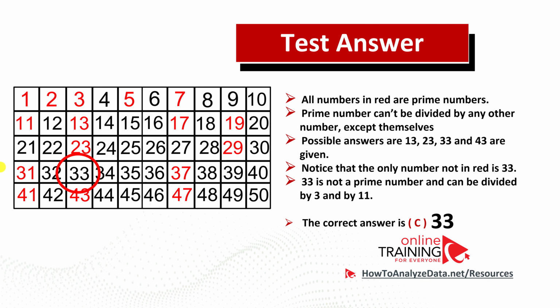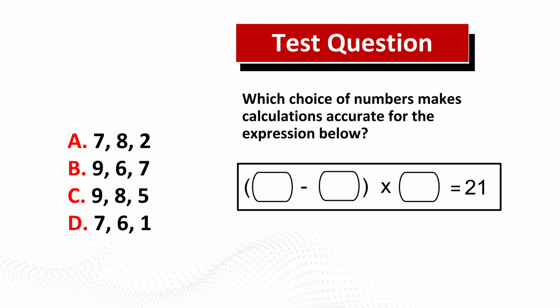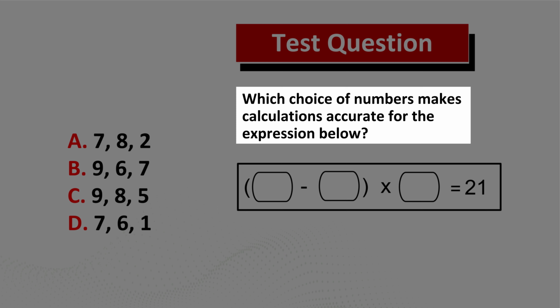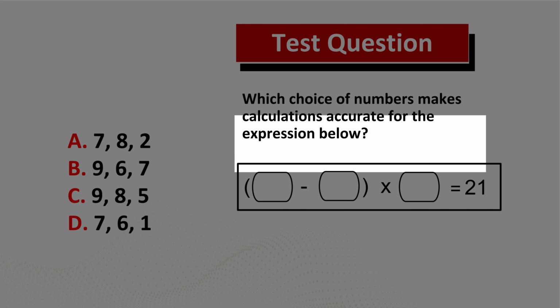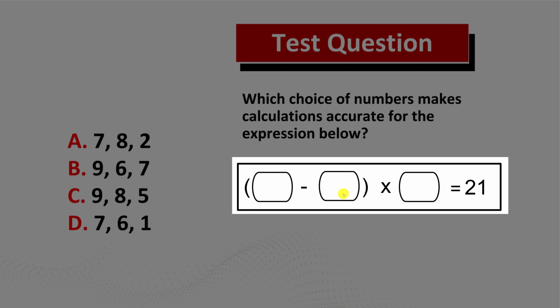Hopefully you've nailed this question and now know how to answer these types of questions on the test. And now, here's the question for you to try. Which choice of numbers makes calculations accurate for the expression below? And you have an expression. 2 numbers in parentheses multiplied by a third number equals 21. And for the 2 numbers in parentheses, you subtract the second number from the first number.